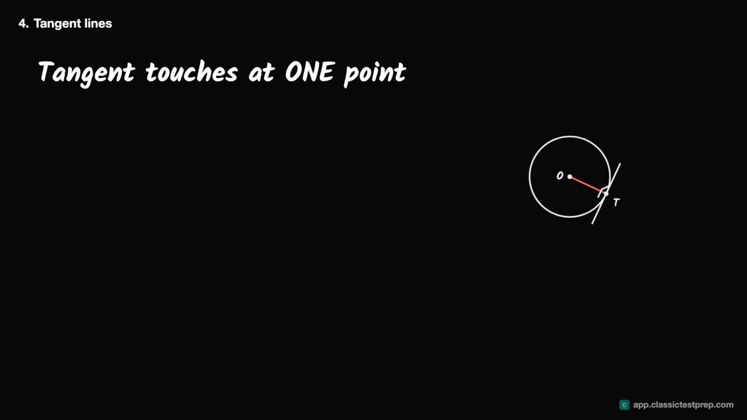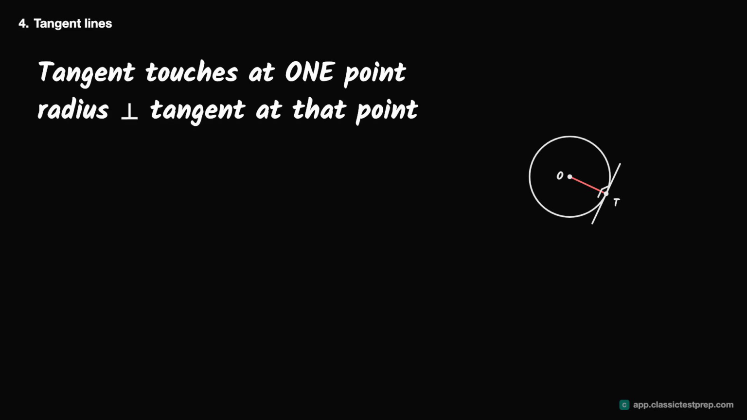A tangent line is a line that just barely touches the circle at a single point, just kissing the edge of the circle without crossing into the circle. Now, the radius drawn to the point of tangency, and the point of tangency, again, is a fancy word for the exact spot where the tangent touches the circle. The radius drawn to the point of tangency is perpendicular to the tangent line. It meets at a perfect 90-degree angle.